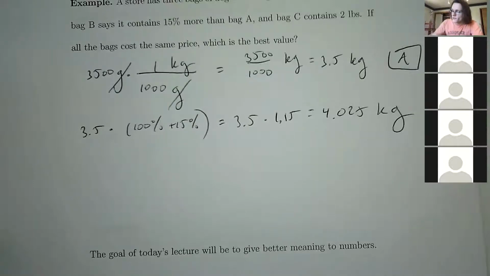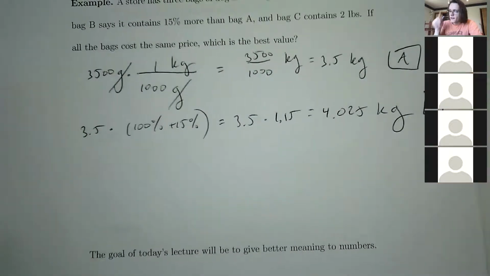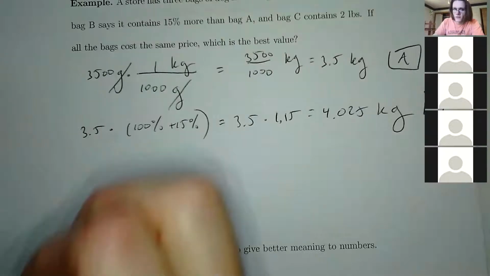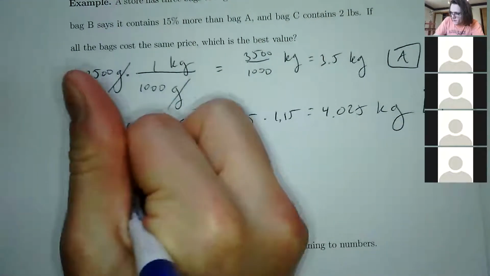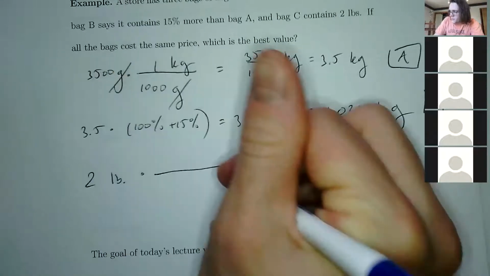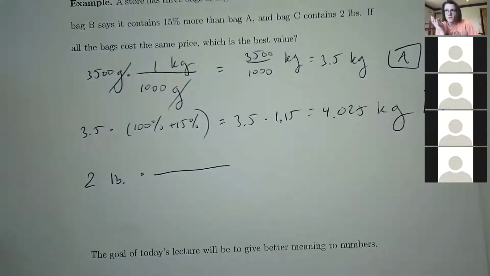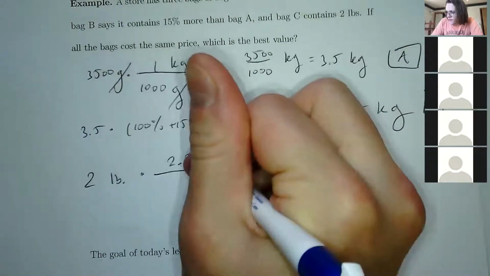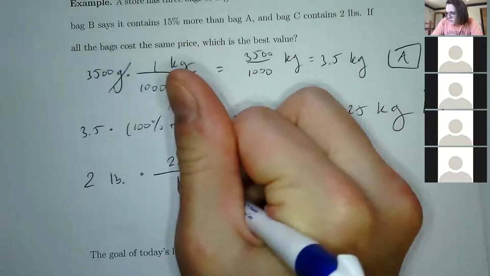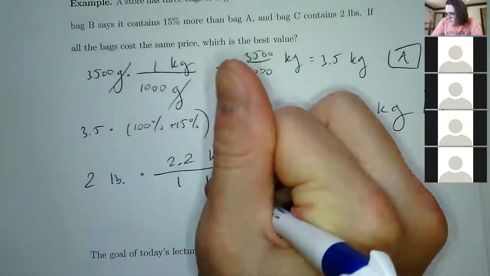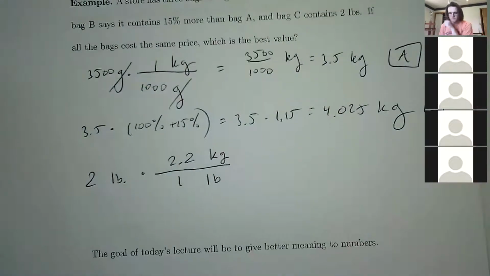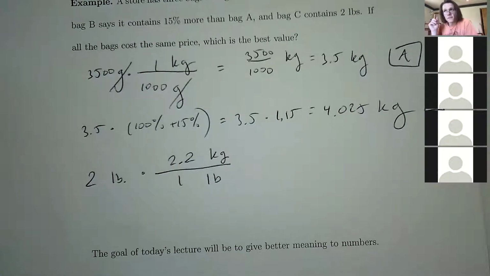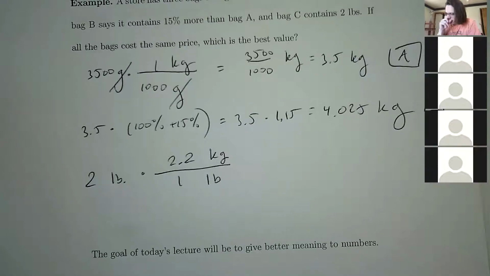And now we need to convert the pounds. So this is B. Now we need to convert the pounds into kilograms. I have 2 pounds for C. So 2 pounds, and we'll use the factor label method. How many pounds in a kilogram? Or how many kilograms in a pound, I should say? I think it's 2.2, right? So I have 2.2 kilograms in 1 pound. I'm pretty sure that's what it is, because I looked it up. Oh, good. All right, and so they cancel.